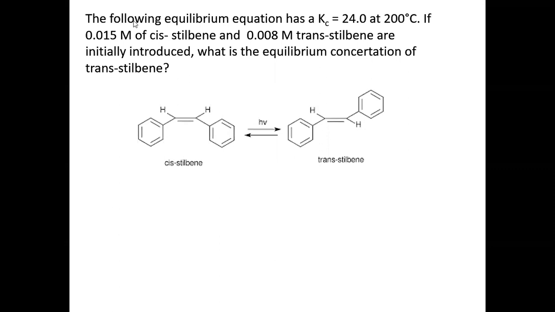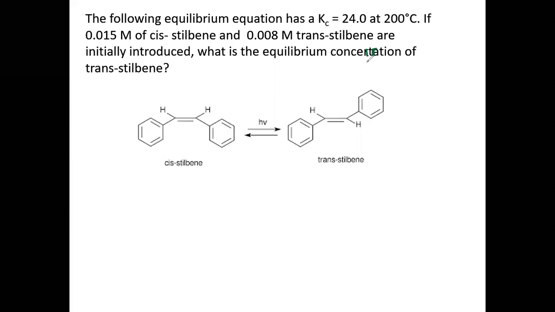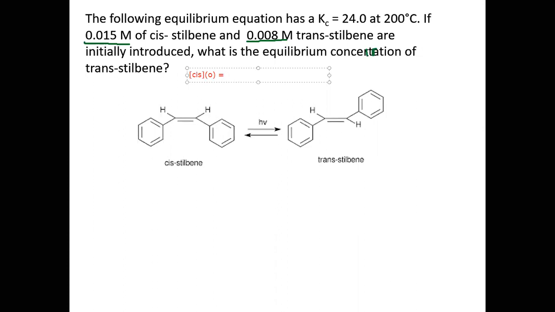If we start with 0.015 molar of cis-stilbene and 0.008 molar of trans-stilbene initially, what is the equilibrium concentration of trans-stilbene? We're given the initial concentration of cis-stilbene and the initial concentration of trans-stilbene, so we'll go ahead and write those. I'll use a zero subscript to represent the initial concentration. And we have trans.